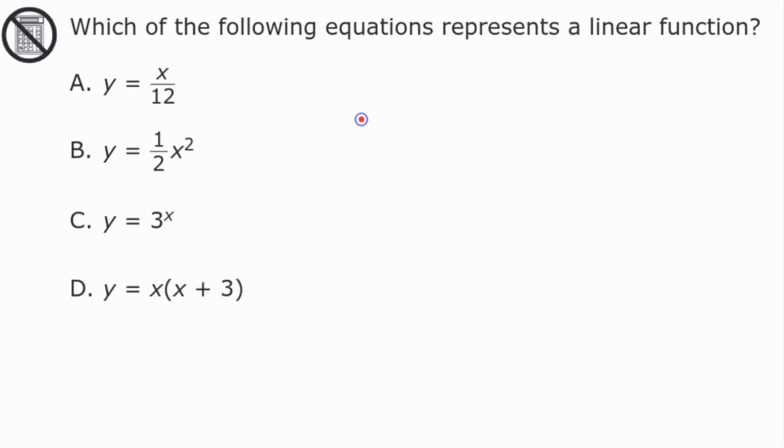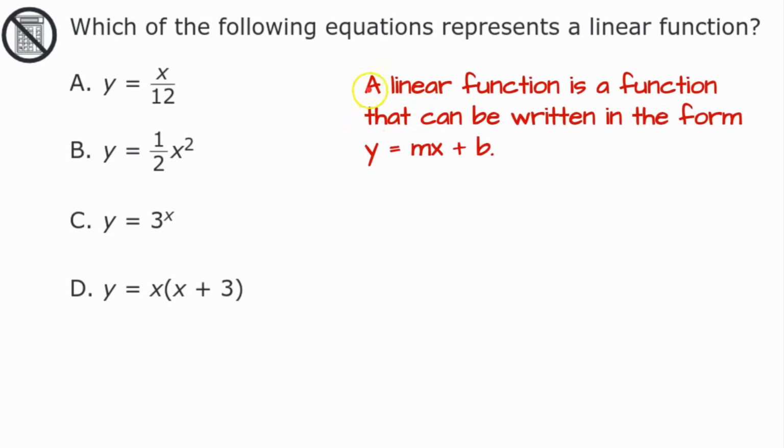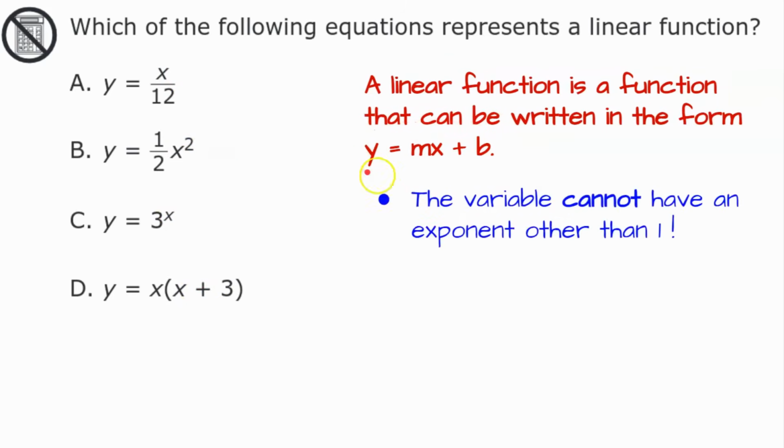Welcome back. So first we need to review that a linear function is a function that can be written in the form y equals mx plus b, where m is the slope and b is the y-intercept. We call this slope-intercept form. So now we need to go through and check which ones of these choices will satisfy this. So we know that the variable cannot have an exponent other than 1. So in this form, y equals mx plus b, there's an invisible 1 there.